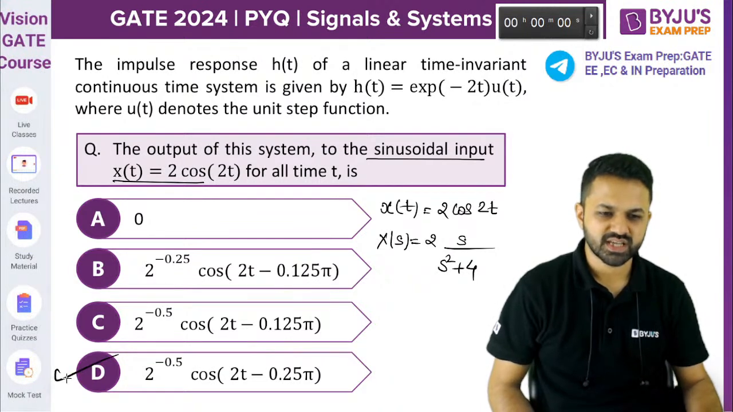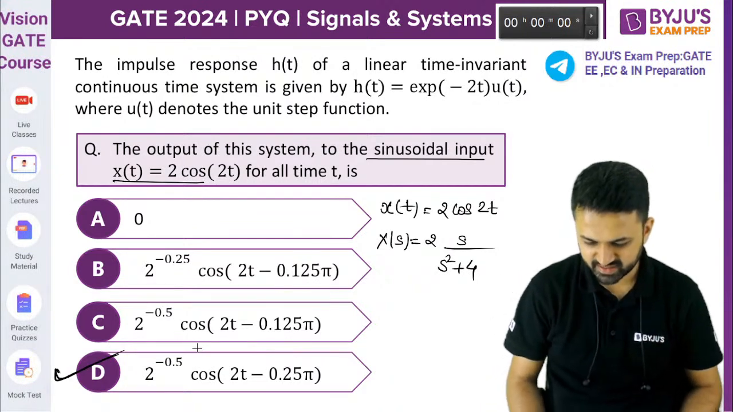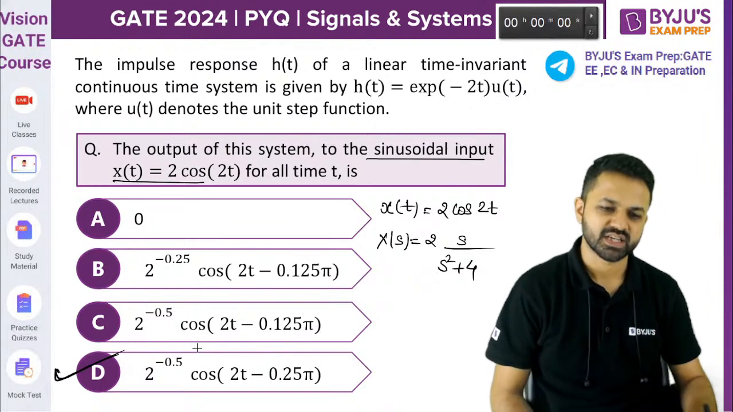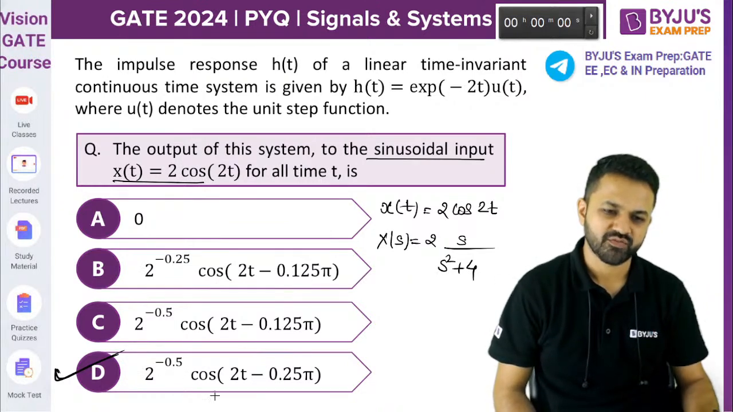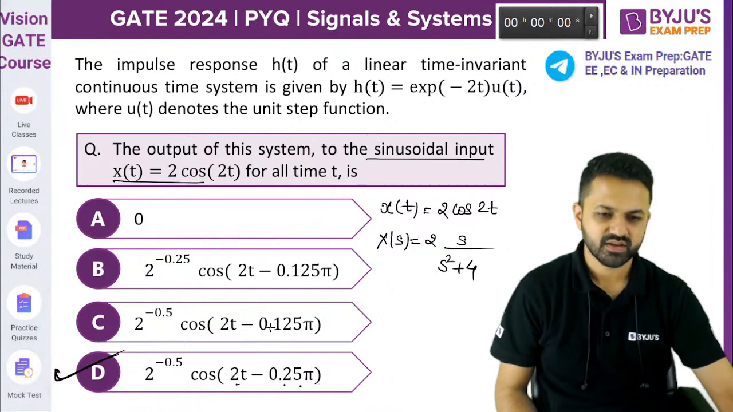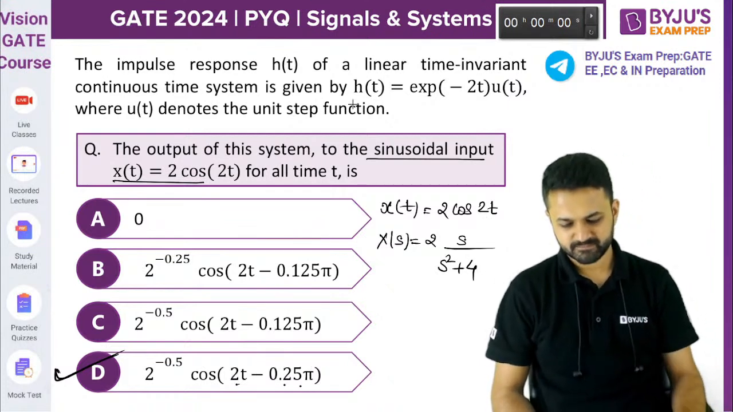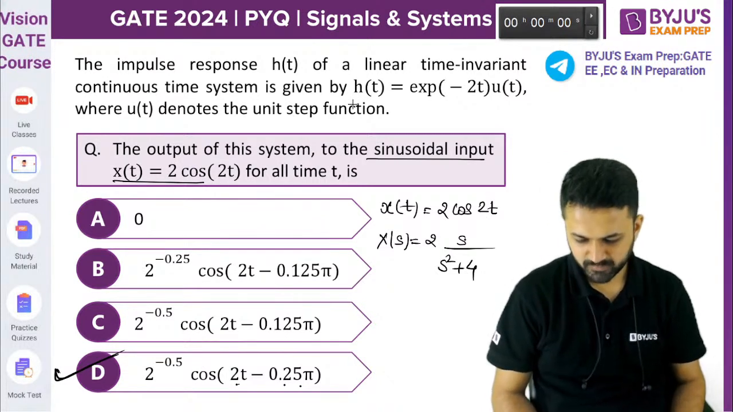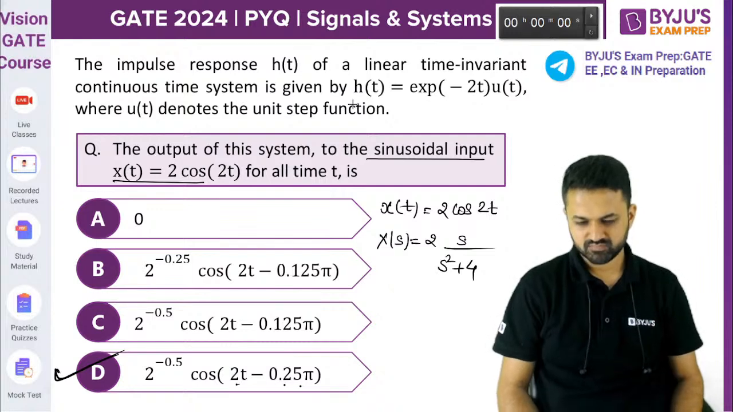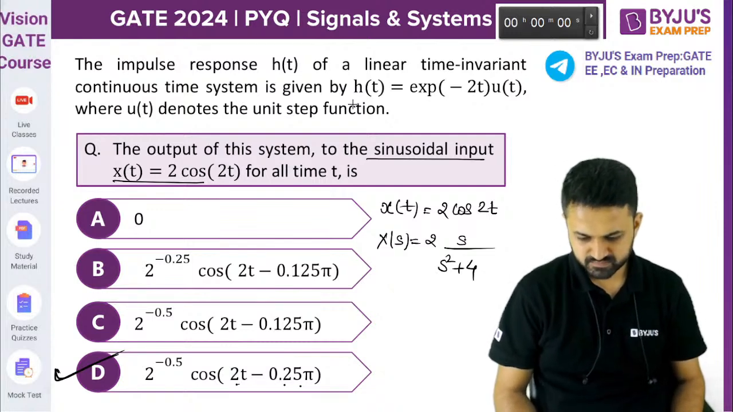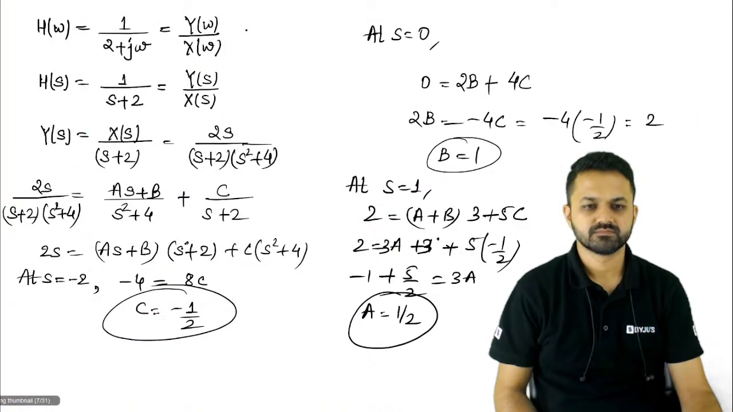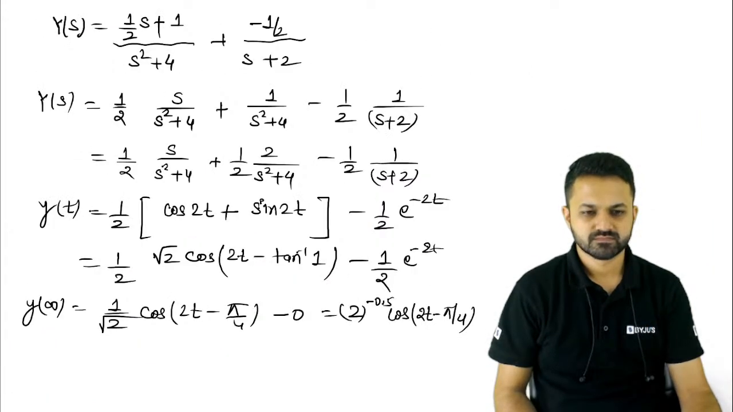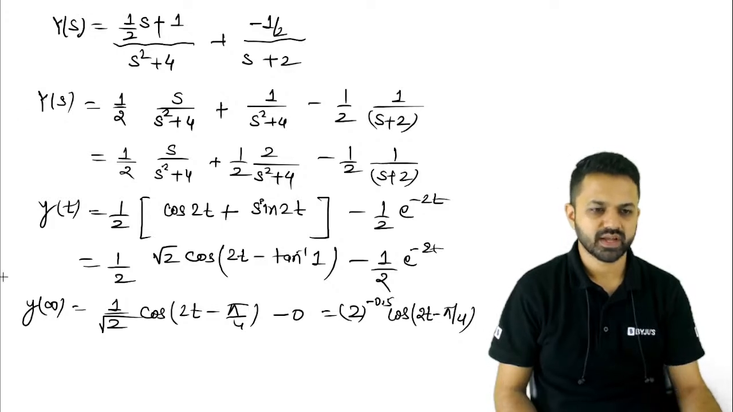Yes. So this is the answer. Option number D is matching. Laxman, look, option number D is matching: 2 to the power -0.5 cos of 2t minus π/4. That is π/4 only, so option D is matching. Okay, so our answer will be this.